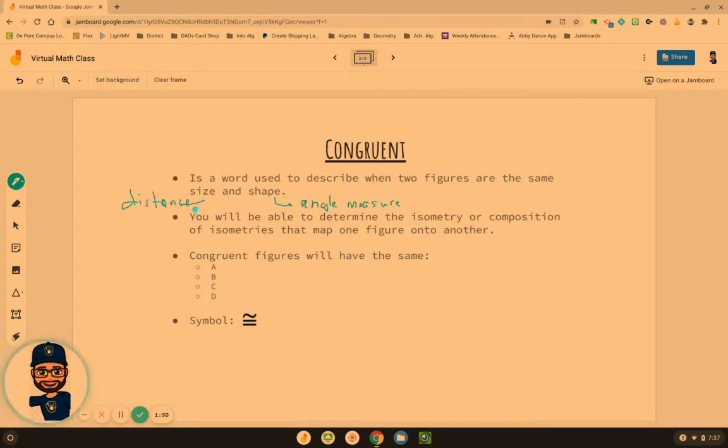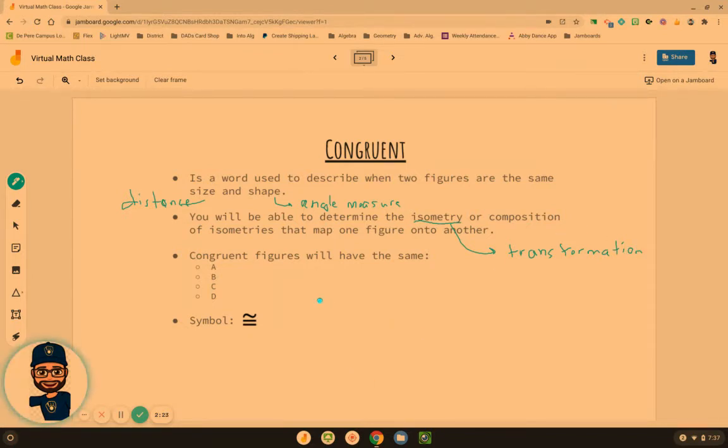What we're going to be able to do with this congruence is determine the isometry. We didn't talk about this word a whole lot last chapter, but an isometry is nothing more than a transformation. Remember our transformations: reflections, rotations, translations, and even these compositions. So it's these transformations. What transformations are happening to allow me to get one figure congruent to the other?